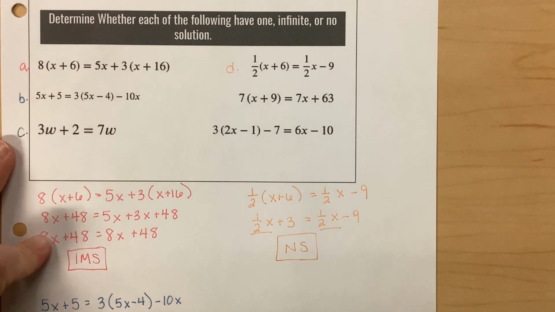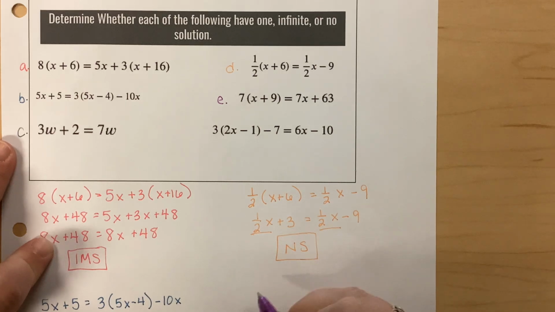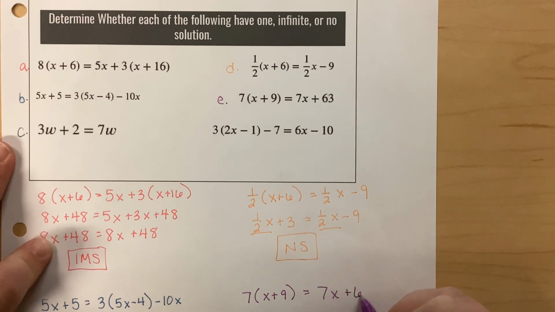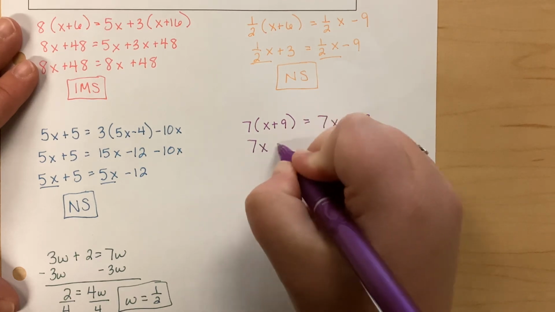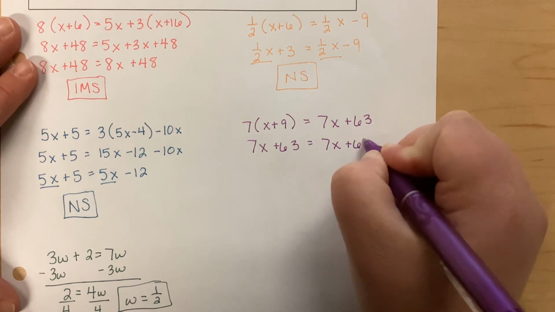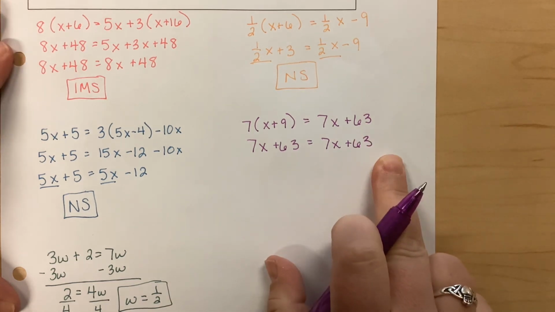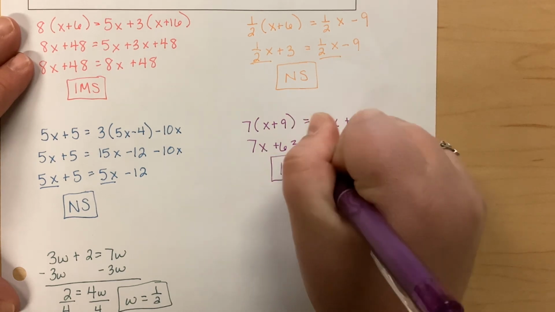All right, so let's try the next one. Let me get a different color here. So this is problem E. And we have 7 times x plus 9 equals 7x plus 63. So when I distribute, I get 7x plus 63 equals 7x plus 63. And once again, you might notice they're exactly the same on both sides. So that means I'm going to get infinitely many solutions, or IMS.